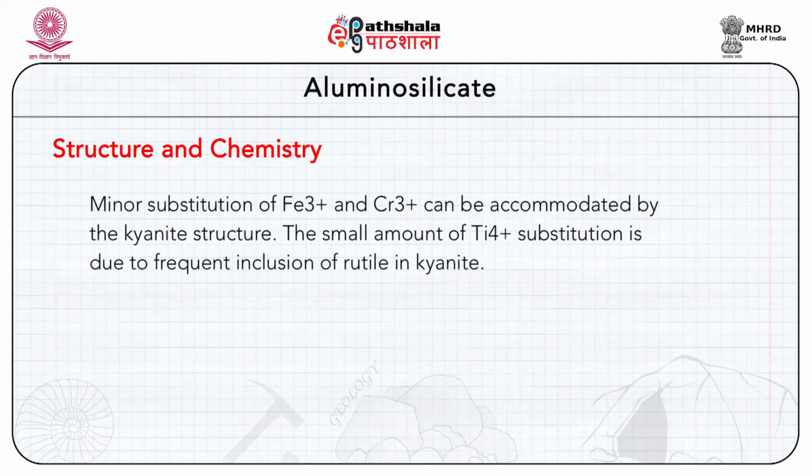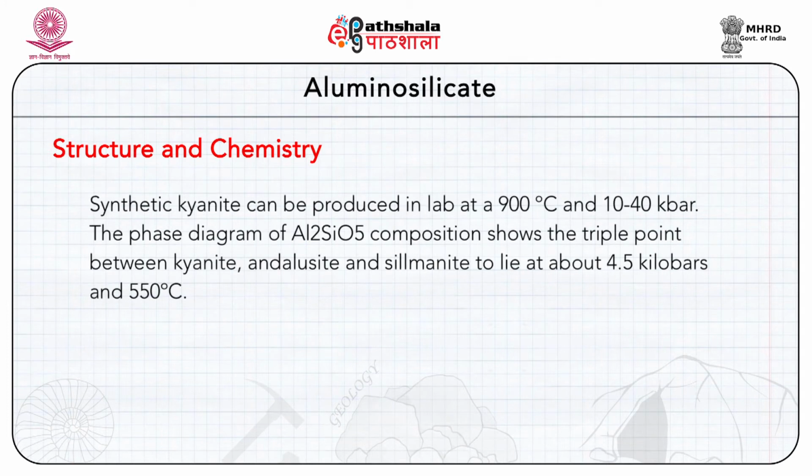Minor substitution of ferric iron and Cr3+ can be accommodated by the kyanite structure. The small amount of Ti4+ substitution is due to frequent inclusion of rutile in kyanite. Synthetic kyanite can be produced in the lab at 900 degrees Celsius and 10 to 40 kilobar. The phase diagram of Al2SiO5 composition shows the triple point between kyanite, andalusite and sillimanite to lie at about 4.5 kilobars and 550 degrees Celsius.